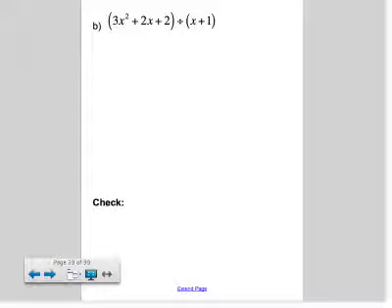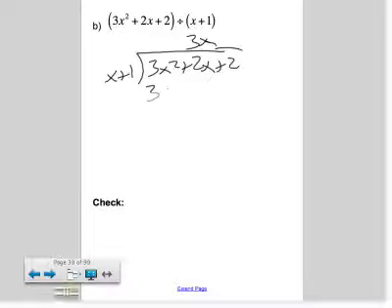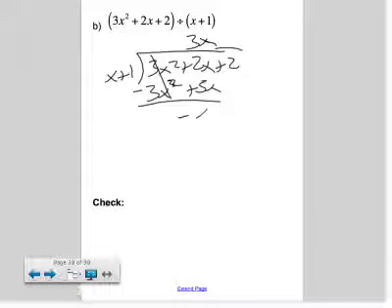Okay, part B. Again, there's just a bunch of examples here, so at any point just pause the video, work through it on your own, make sure you got it. So x plus 1 is dividing into 3x squared plus 2x plus 2. x goes into 3x squared 3x times. Multiply it by both terms. 3x and x makes 3x squared. Oops, 3x and 1 makes positive 3x. Subtract. Cancel. 2x minus 3x is negative x.